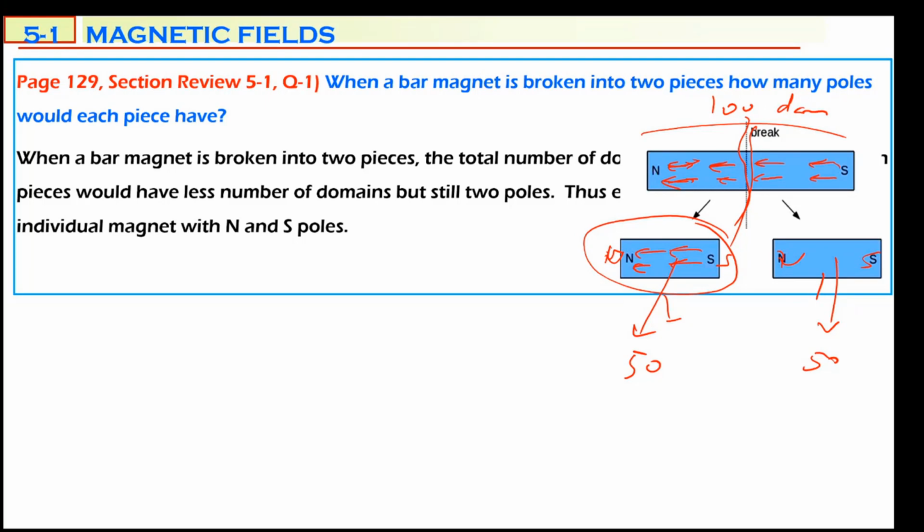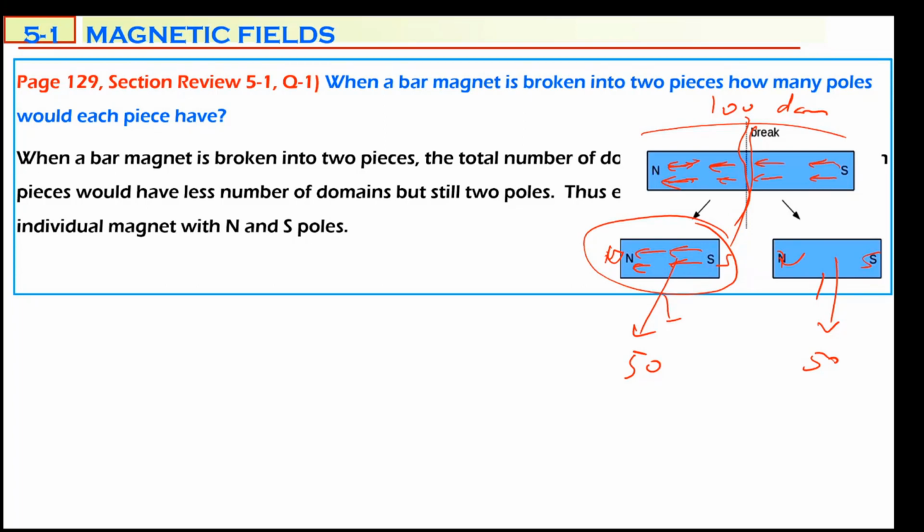That's why when you break a magnet into two, normally this was broken, but I fixed them again, you are going to get two weaker magnets. But when you combine the magnets, you are going to get stronger magnets. So if you break a magnet into two, yes, each piece will have two poles, N pole and S pole, but because the number of domains in each piece will decrease, the strength of the magnet will also decrease.